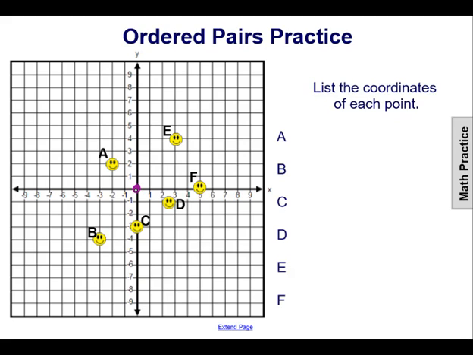First, we have to see if it's to the left or to the right, and then we have to see if it's up or down. Those will give us our 2 numbers in the ordered pair. It will list our x coordinate and our y coordinate.